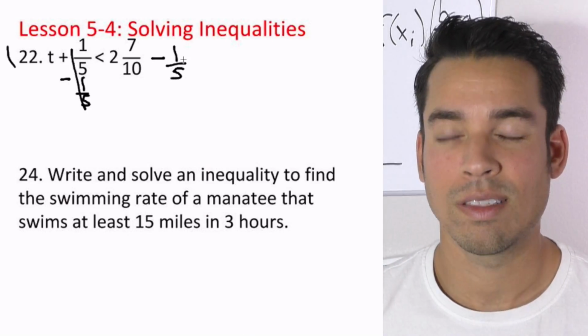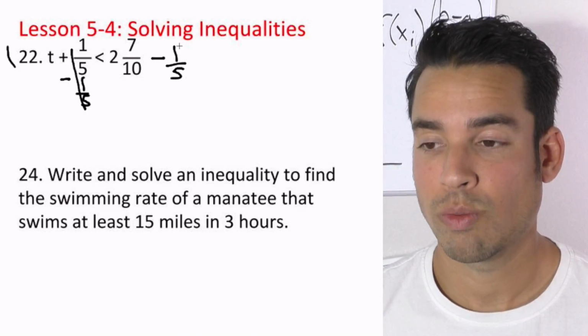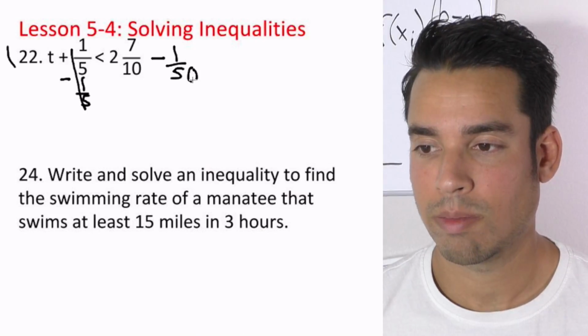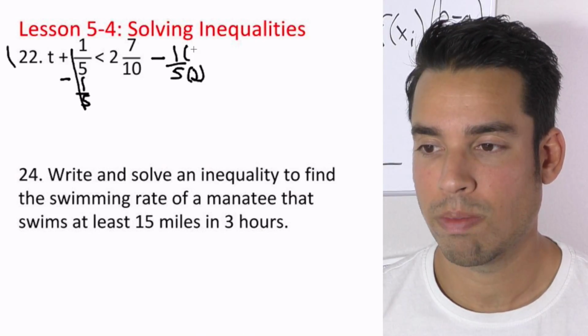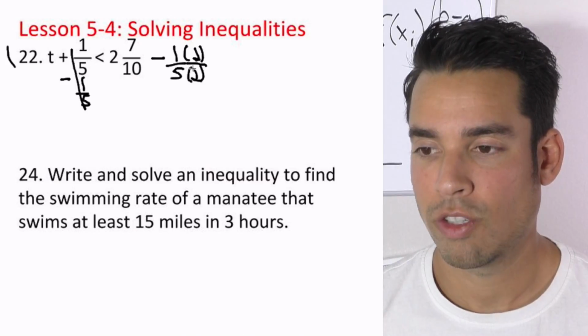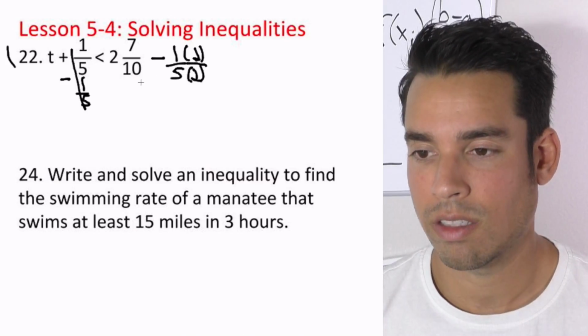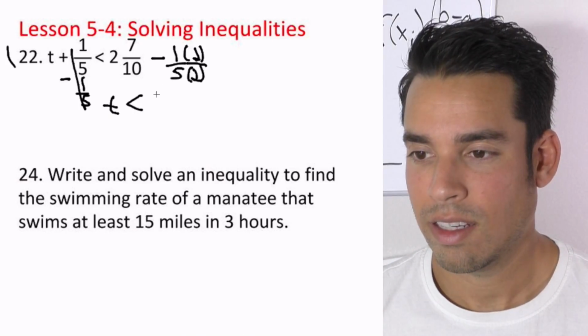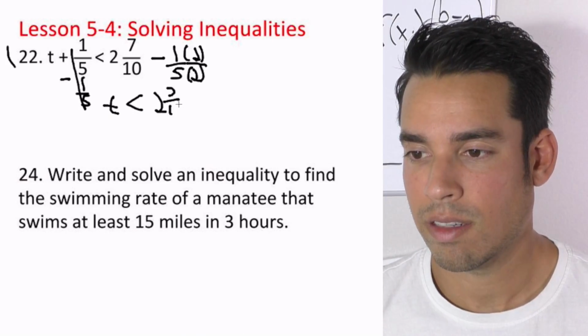How are we going to combine these? We got a fraction with a different denominator, so we got to fix that. Let's get it up to 10, which we can do just by multiplying the top and the bottom by 2, right? Because we need both of these to have tenths. T is now less than 2 7/10 minus 2/10.